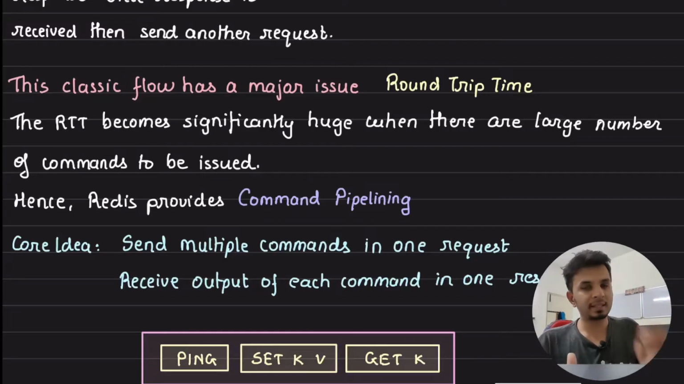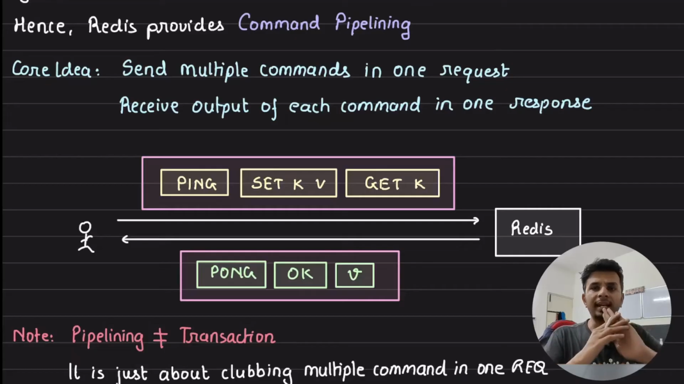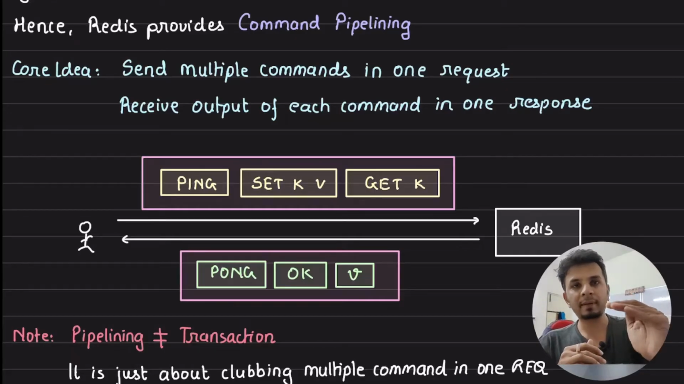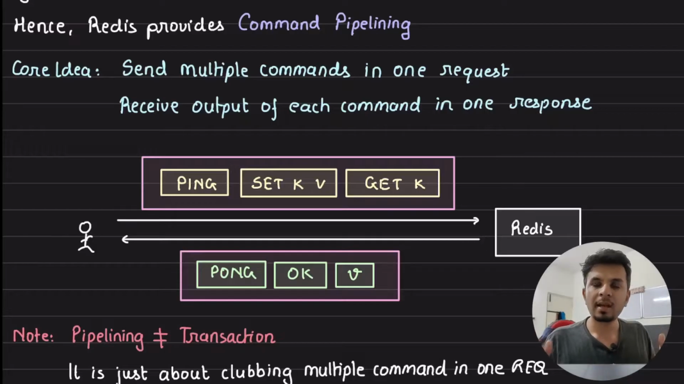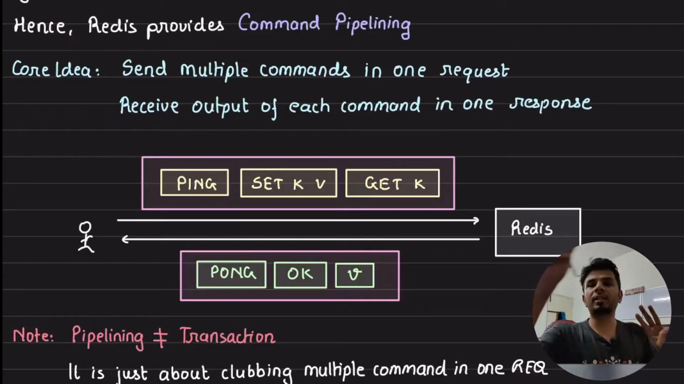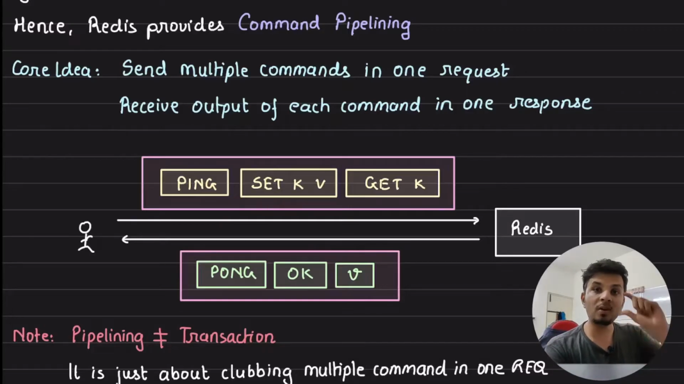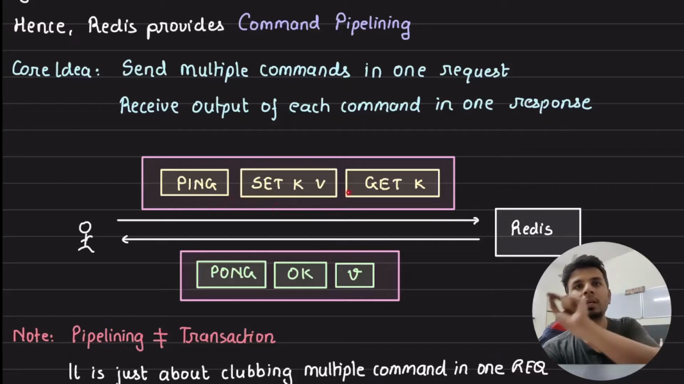So can we optimize this? This is what pipelining actually does. The idea of pipelining is pretty simple: instead of just sending one command over the TCP network, what if I send multiple commands? Multiple commands in one request. So for example, if I am firing 3 commands, instead of sending the first command, getting the response, then firing the second command, getting a response, then firing the third command, getting a response, what if I fire 3 commands back to back in one request? So in one round trip, I'm able to send command 1, command 2 and command 3.